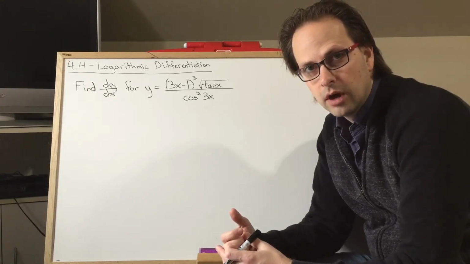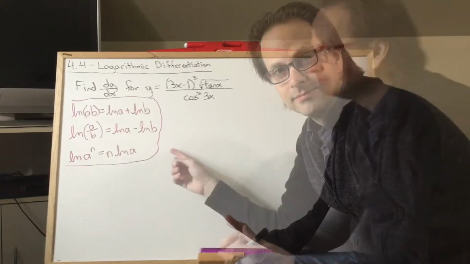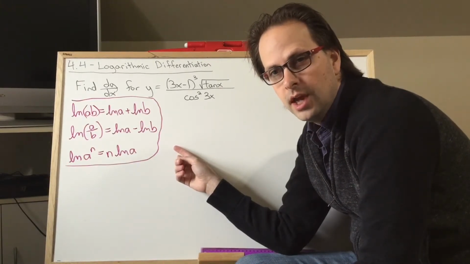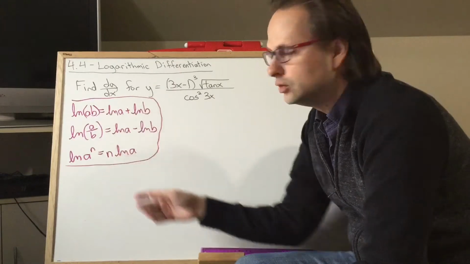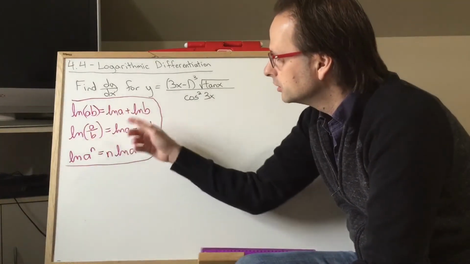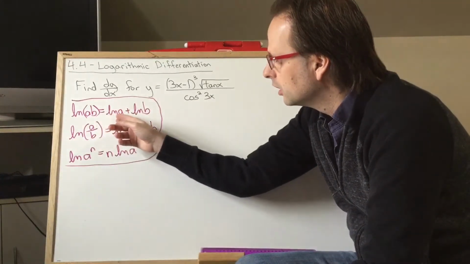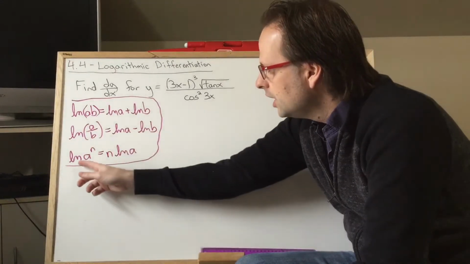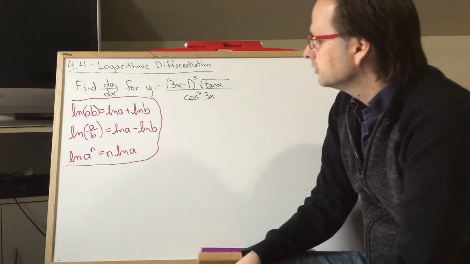So let's recall our log laws. I wrote them for natural logarithms, but they work for any log base. And none of this has anything to do with calculus. These are all properties of logarithms. ln AB turns into ln A plus ln B. ln A over B turns into ln A minus ln B. And you can pop a power down front.